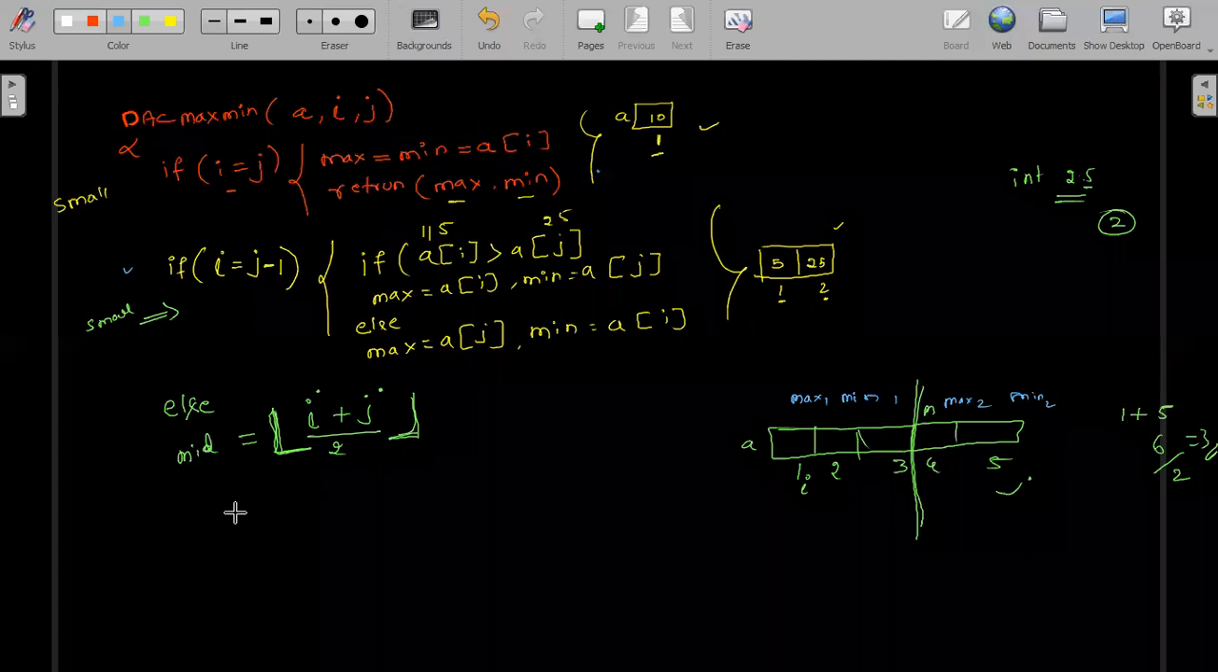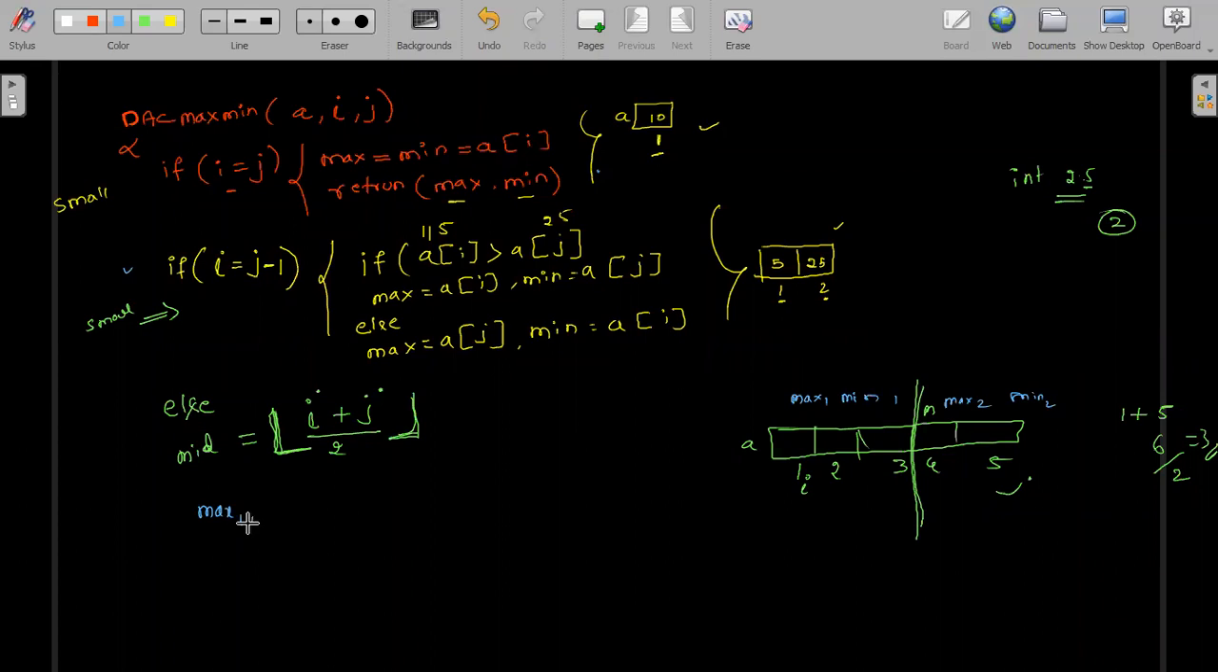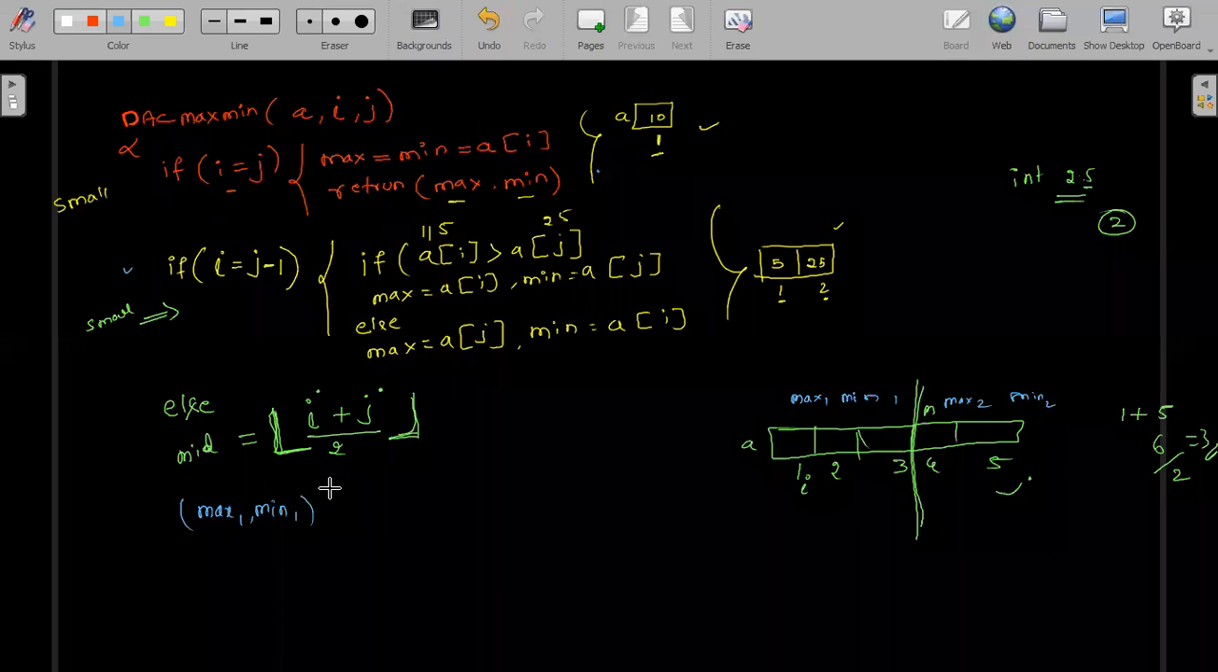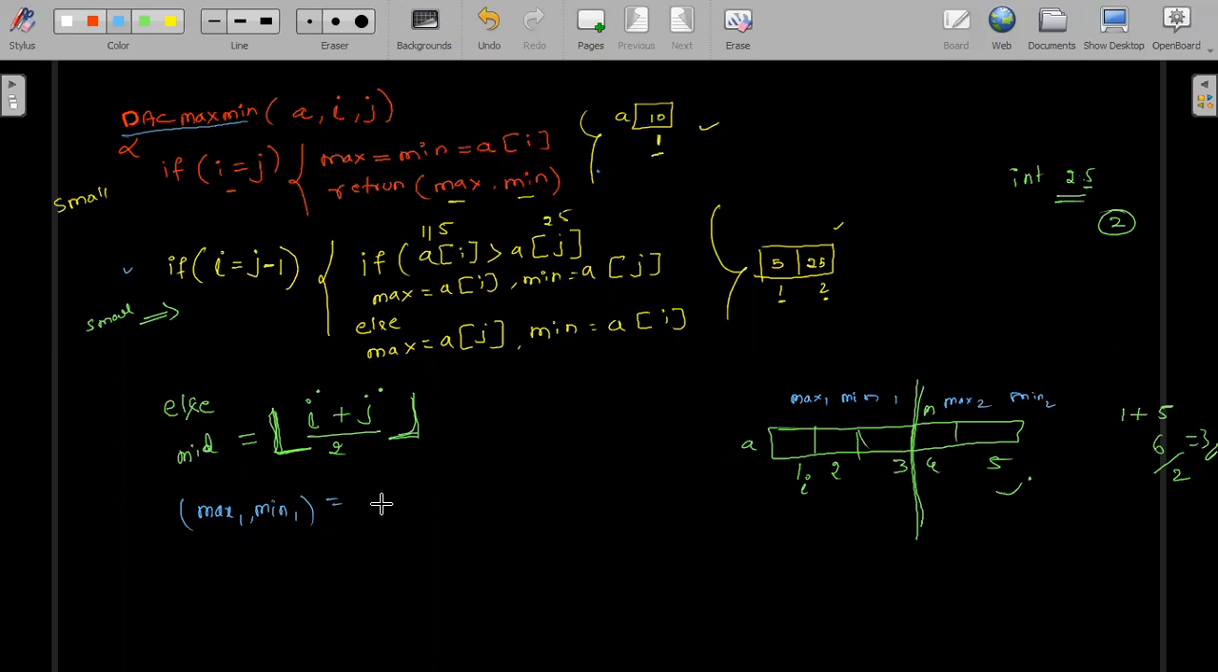What I will do, basically, max 1 comma max, sorry, not max, that is actually min. Sorry for this, min 1, max 1 and min 1, that is equal to, see here. So we have taken the function divide and conquer max and min, DAC max and min. This is the function. Okay, so basically we have divided here.